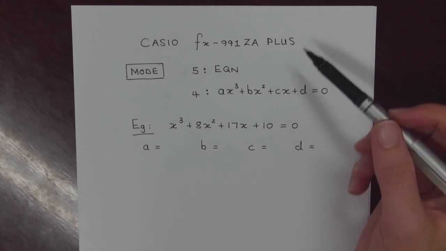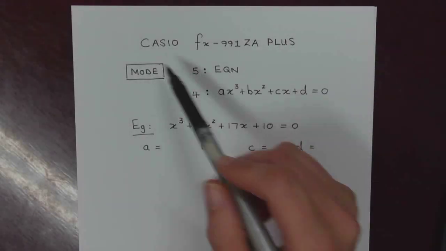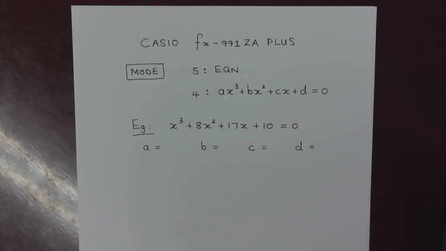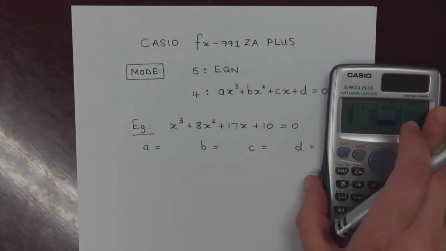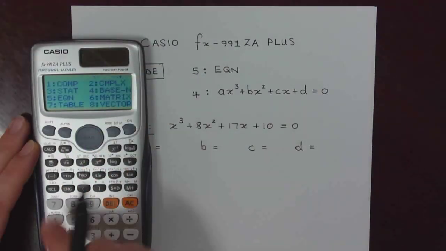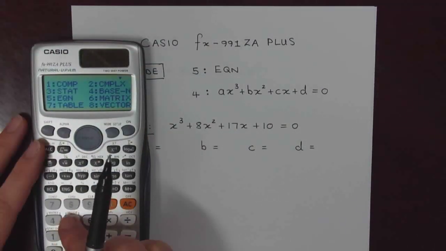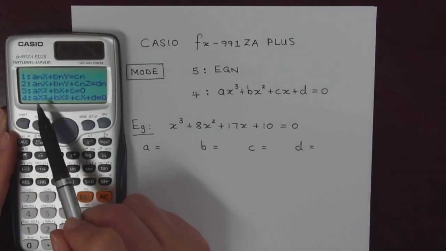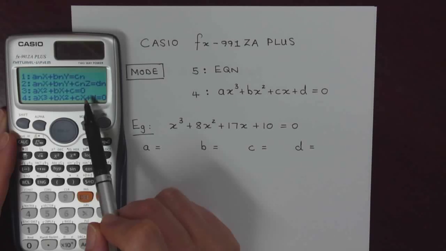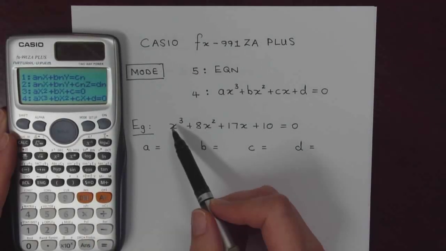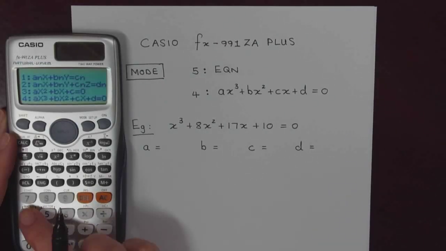So please remember, it's got to be the silver calculator, the Casio FX991ZA+. Now, first things first, we have to change the mode. So you have to make sure you change your mode onto equation mode. So mode, and then I select 5, which is my equation mode. And then I select 4, and 4 shows me this ax cubed plus bx squared plus cx plus d, which is the standard format of a cubic equation. So I'm going to select 4.